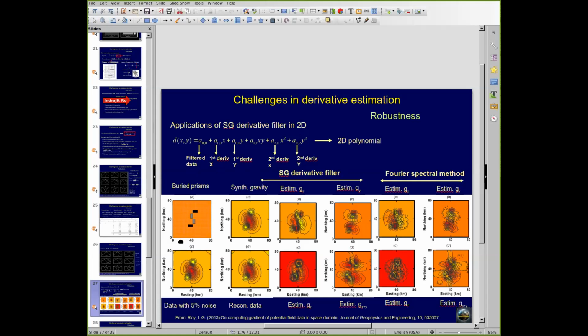So with these, you observe that with a very small noise, this is the data, an anomaly response with a little bit of noise. And this is the synthetic one, the filtered one. You see that the filtered results are very good. This is the first order total derivative, the vertical derivative. And when we do it with the Fourier spectrum, the situation gets worse. So the Savitzky-Golay derivative filter for the 2D case generates a very robust estimate of the first order derivative.